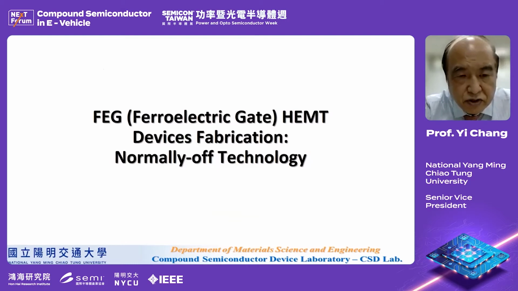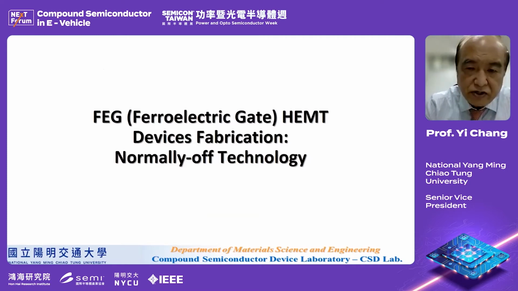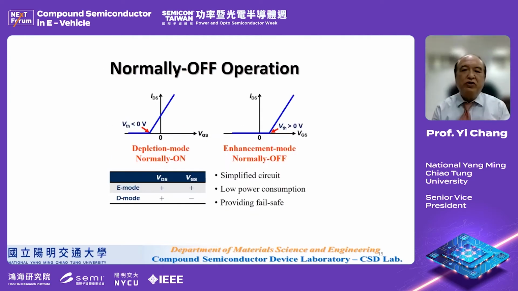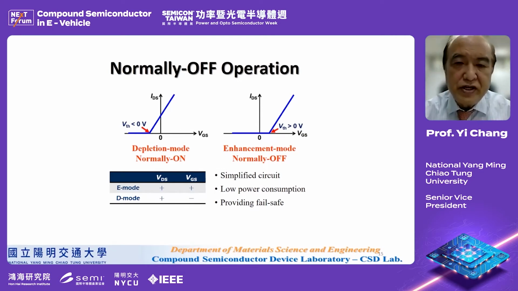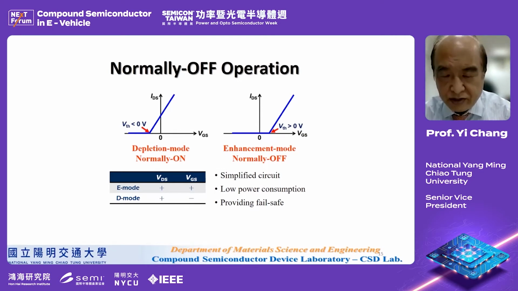Here I'm going to introduce a ferroelectric gate HEMT device, which we invented at NYCU for normally off technology, which is good for future electric vehicle applications. Usually for car applications, we need normally off operation. That means you need enhancement mode devices. For this kind of device, if you don't apply a voltage to it, the device will not turn on, so it's safer. And if we can have this normally off device, we can have a more simplified circuit, and the power consumption will be low, and it's safer.